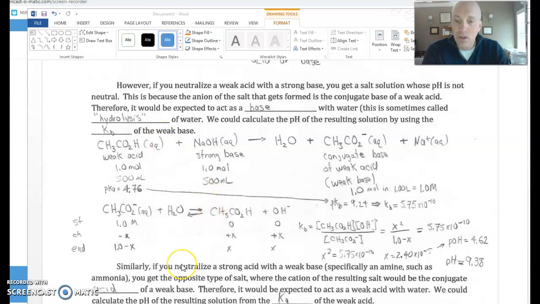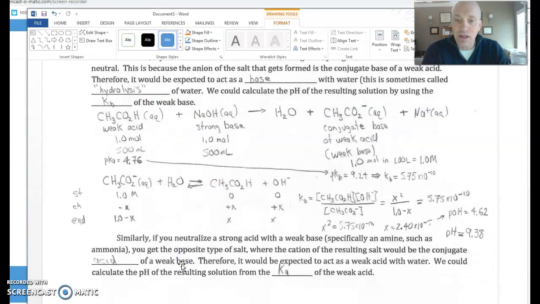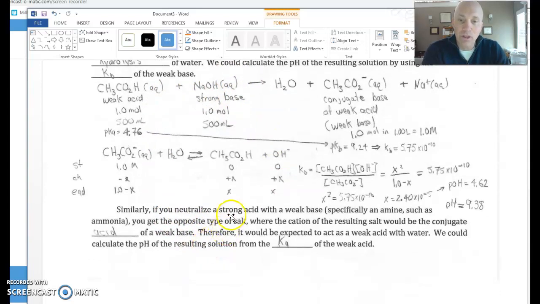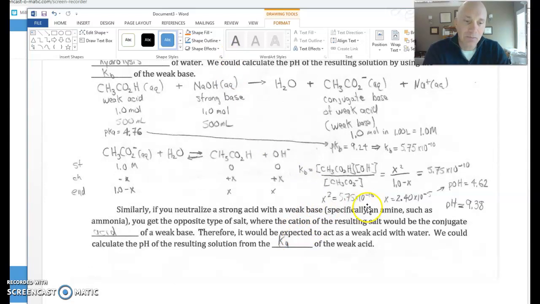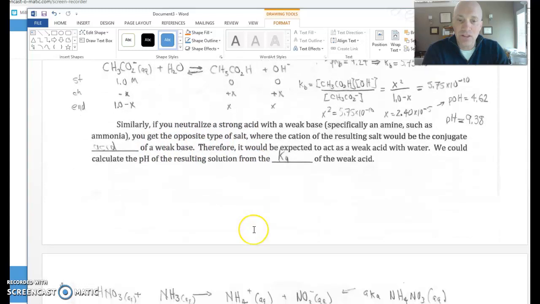So moving on to an example of the opposite of this situation. It's going to be one where we neutralize a weak base with a strong acid. There are a lot fewer examples of weak bases as compared to weak acids. In this case, the only case is going to be an amine, and we're just going to use ammonia as an example.